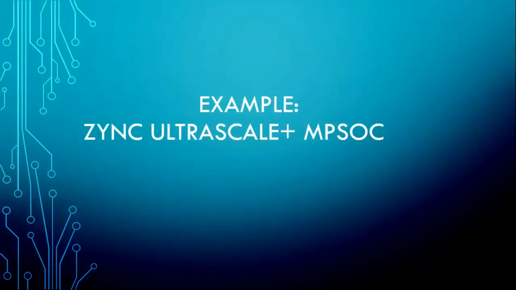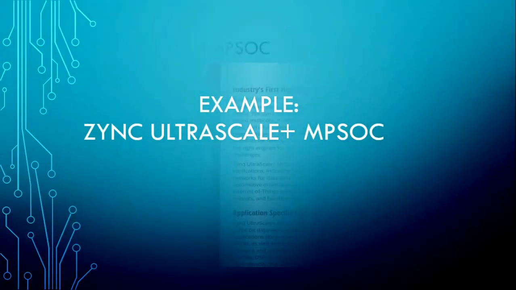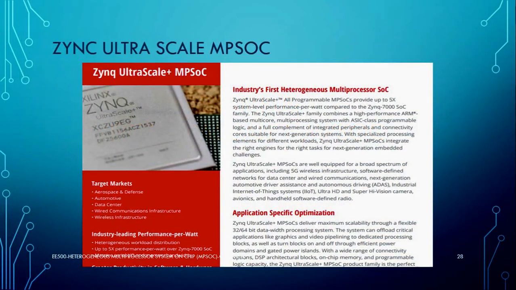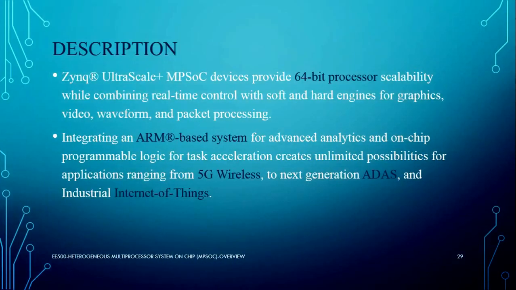For our example, that's the Zynq UltraScale Plus MPSoC, the industry's first heterogeneous multiprocessor system on chip, which has 5x the performance compared to its previous version, the Zynq 7000. It's a high performance ARM family with a multi-core multiprocessing system and the best-in-class programmable logic. It's a 64-bit processor combining real-time control of soft and hard engines.